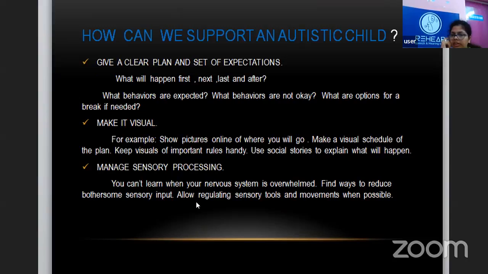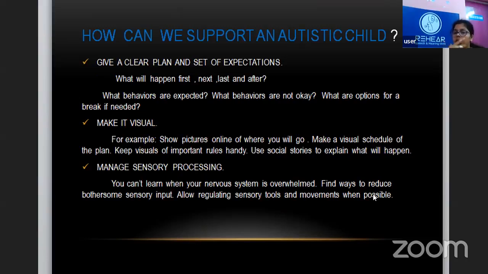So you need to change that, and you need to remove that extra amount of sensory things, and you have to be prepared for that. Allow regulating sensory tools and movements when possible. Fidget toys you can give to regulate them, and bubbles.